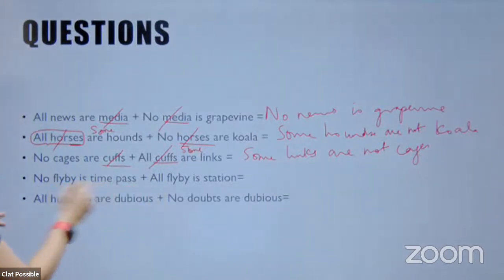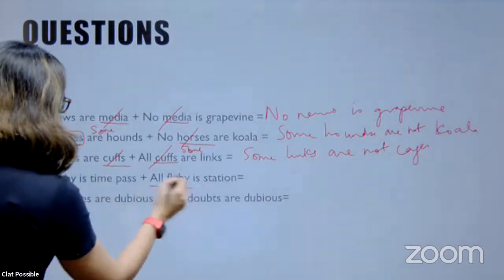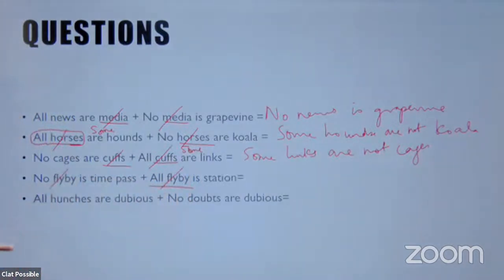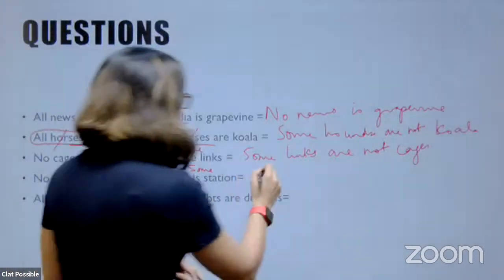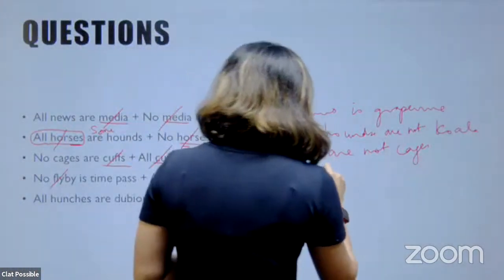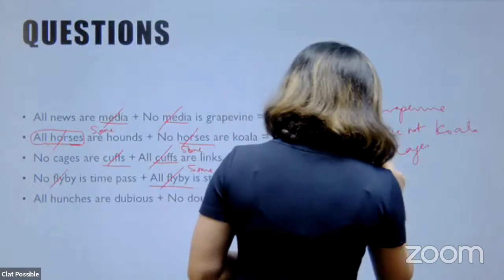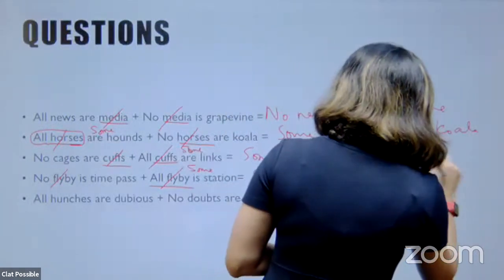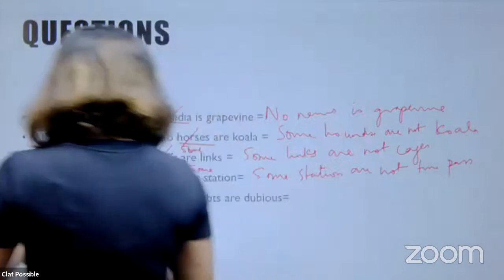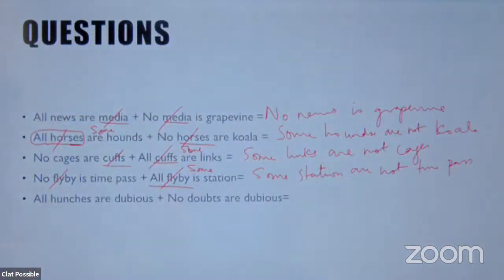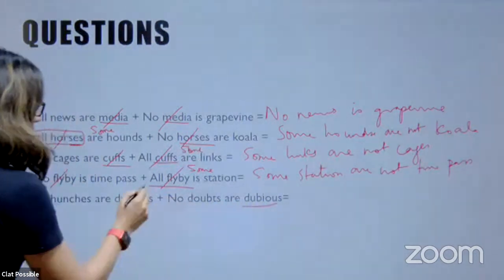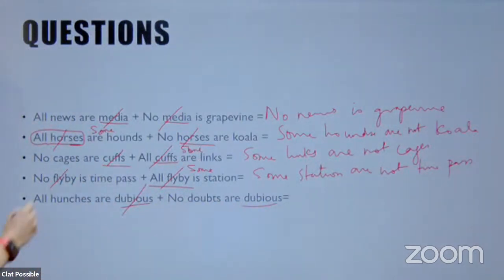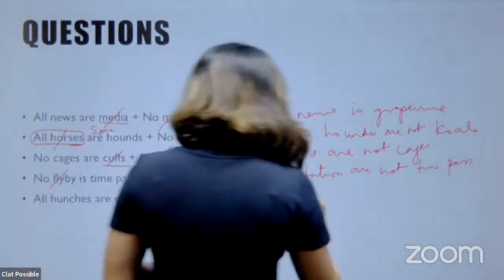Again, I come to the third one. Again, my middle term is the subject of all. I quickly write down my sum here. Some station are not time pass. And the last one, dubious is the middle term. It is the predicate of all. So this becomes a no answer. No hunches are doubts.